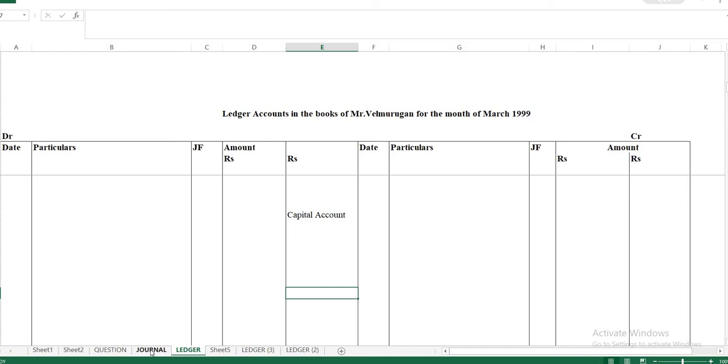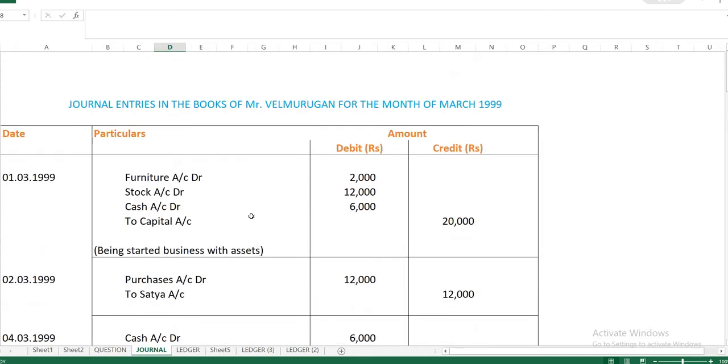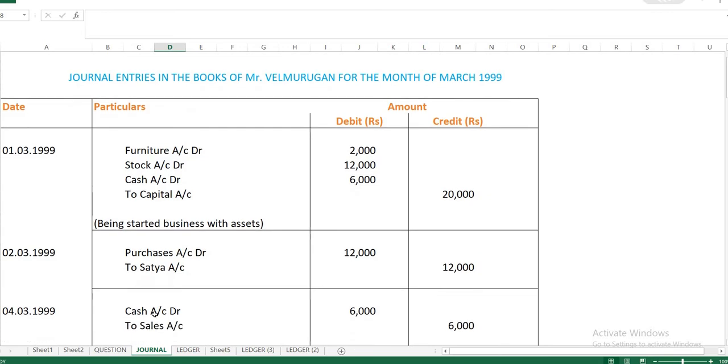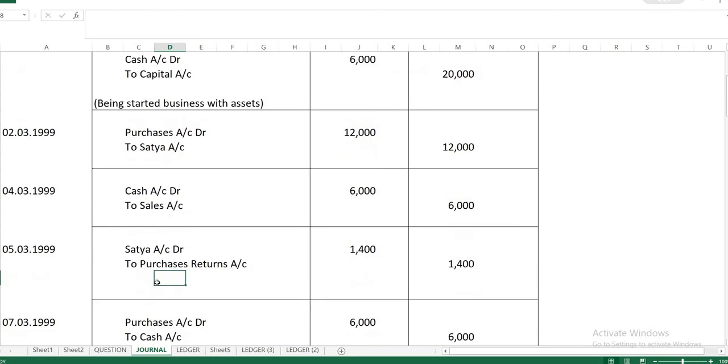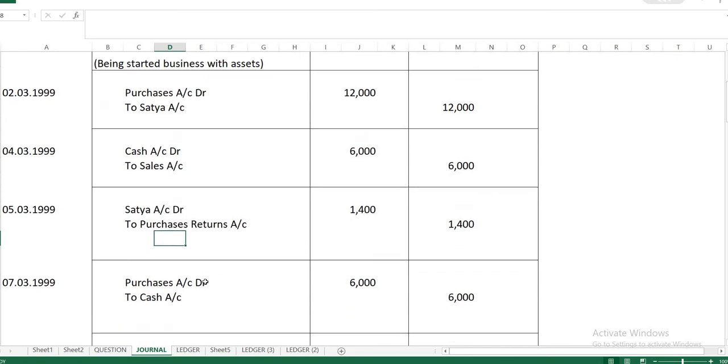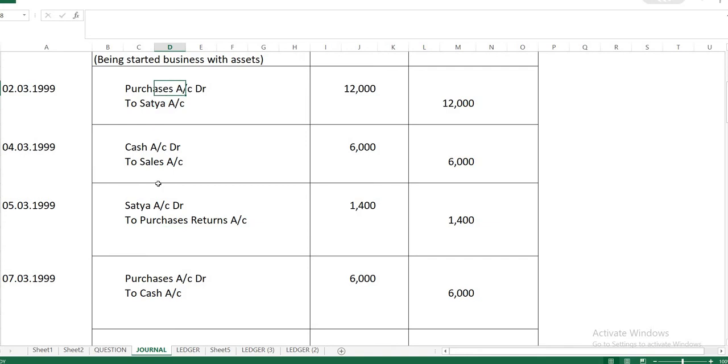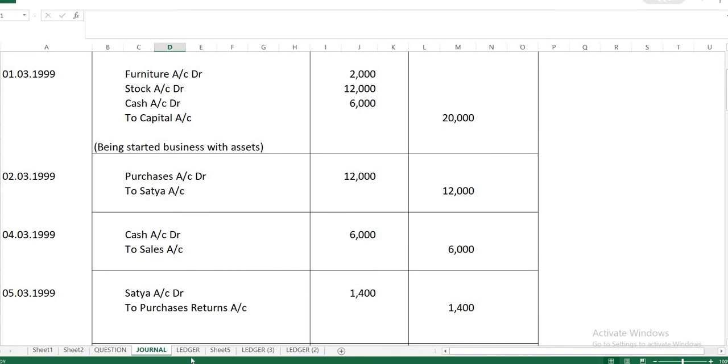Okay, and then if you want, you can simultaneously open all the accounts: purchases account, Satya account, cash. You need not prepare again, because cash has already been there in the first one. So need not prepare cash account like this. Sales account, and then Satya already you prepared, so no need to prepare. Then purchases returns, you didn't prepare yet, so you have to prepare that account. Purchases account is already prepared, so no need to prepare here. So like this, you can simultaneously open all the accounts and keep. Anyhow you have to prepare all the accounts, you can simultaneously do all the accounts.